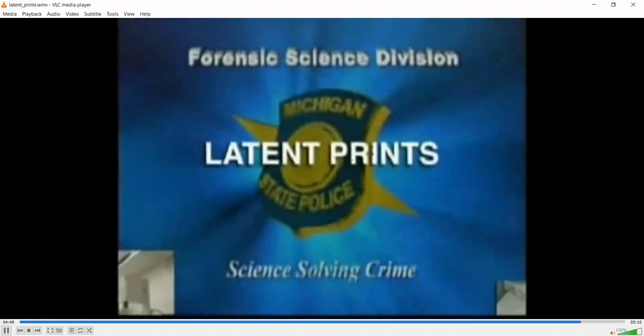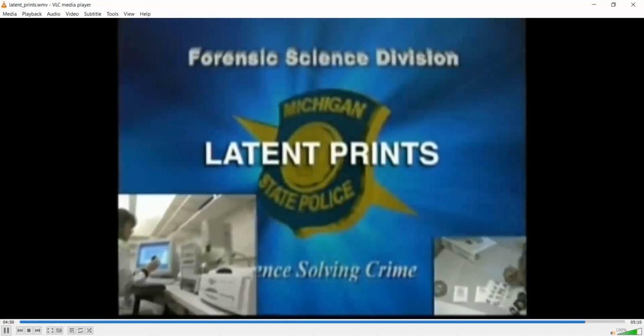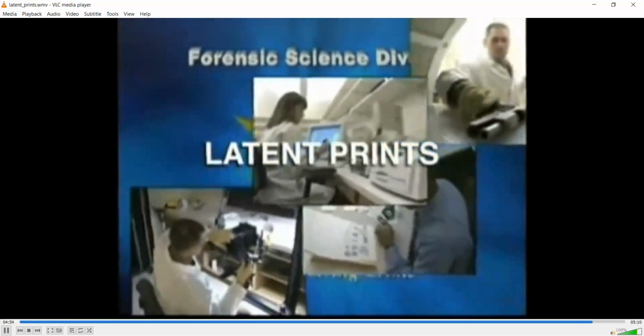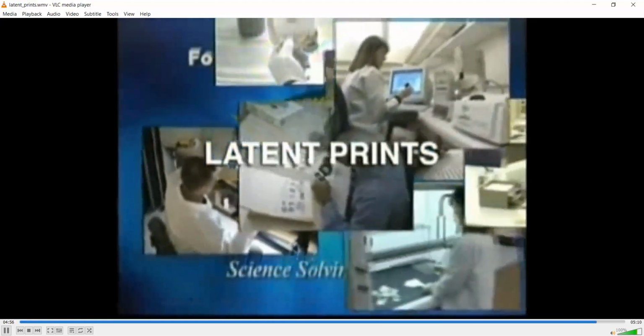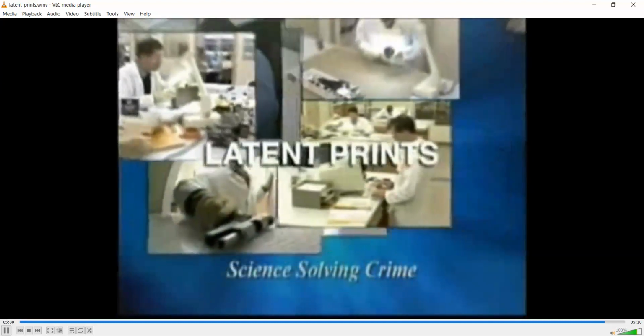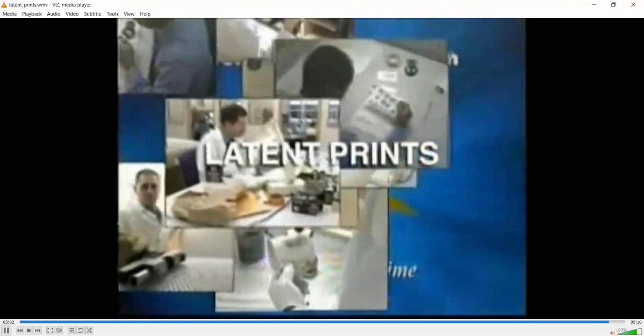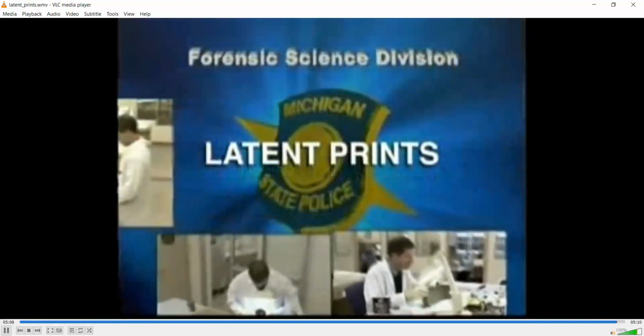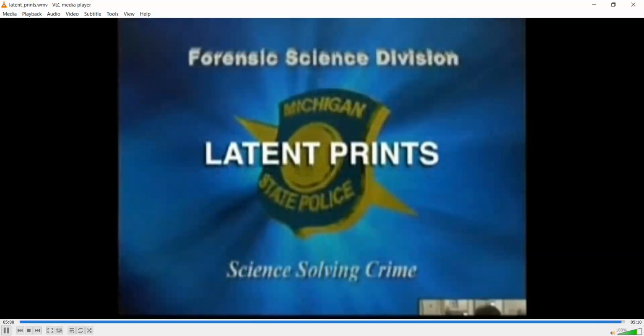Latent print identification provides law enforcement with hard, undisputed evidence as to the identity of suspects who handled an object used in a crime, had physical contact with the victim, or was at the crime scene. Because of the vast resource of known fingerprints, the latent print still remains the most widely used technique to identify an individual.